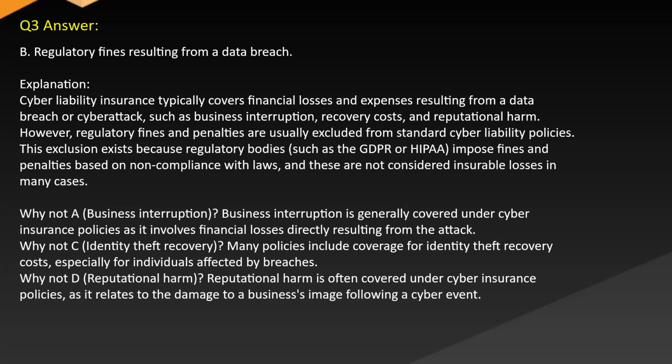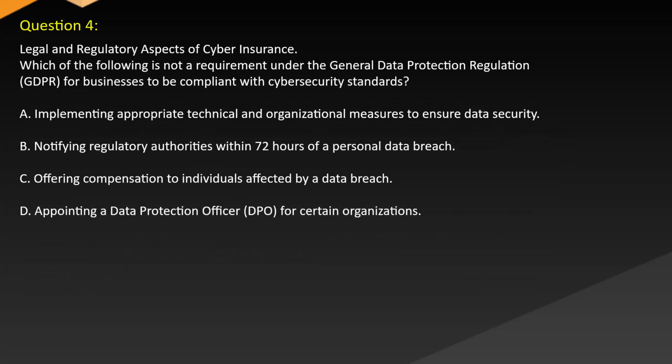Why not A, business interruption? Business interruption is generally covered under cyber insurance policies as it involves financial losses directly resulting from the attack. Why not C, identity theft recovery? Many policies include coverage for identity theft recovery costs, especially for individuals affected by breaches. Why not D, reputational harm? Reputational harm is often covered under cyber insurance policies as it relates to the damage to a business's image following a cyber event.